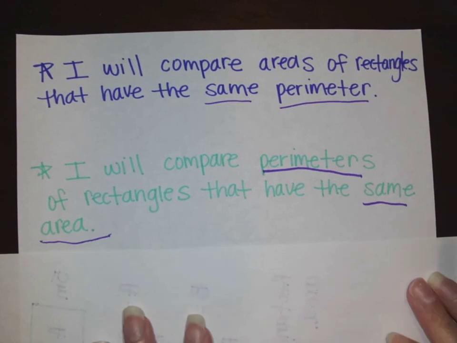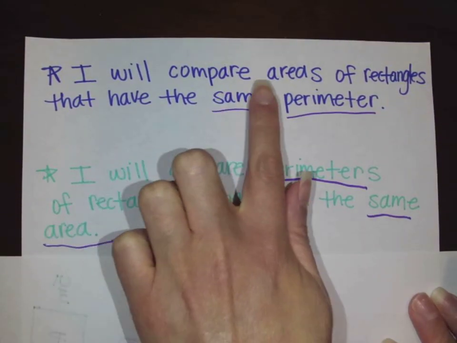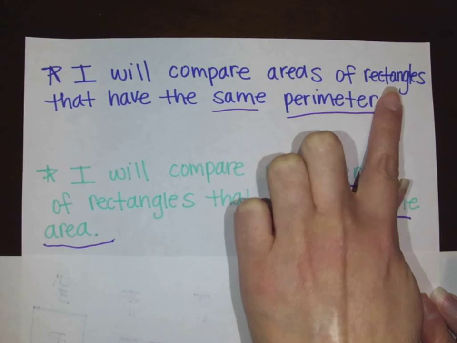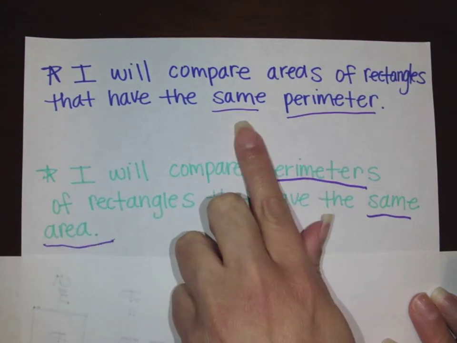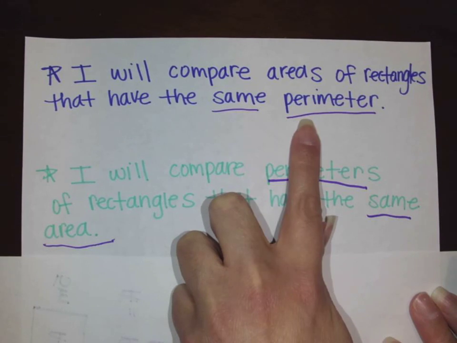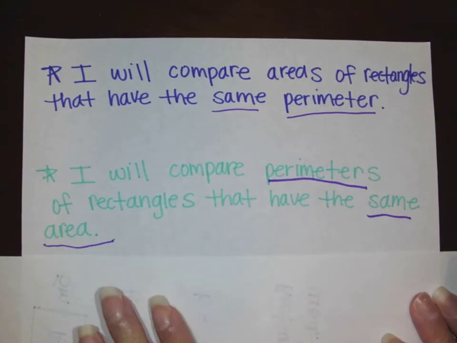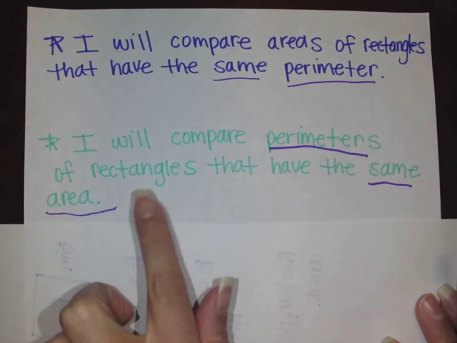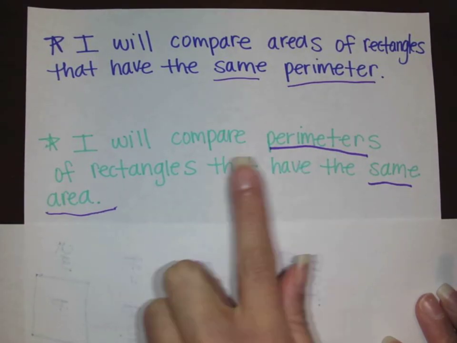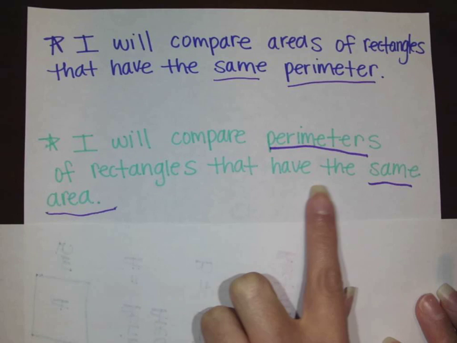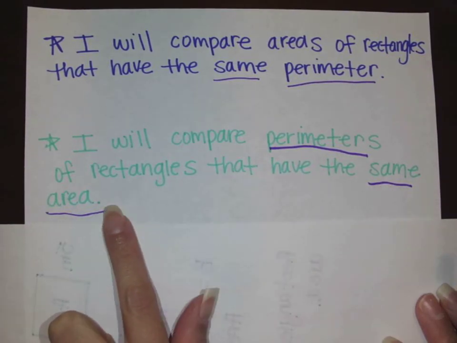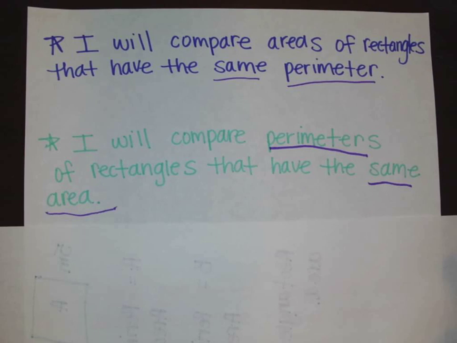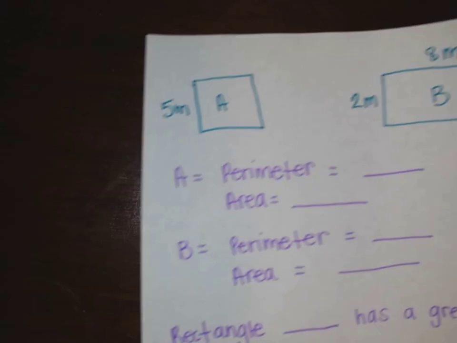Alright guys, here are the objectives for today. I will compare areas of rectangles that have the same perimeter. Okay, so rectangles we're going to see have the same perimeter but different areas. And our second objective, we're going to compare perimeters of rectangles that have the same area. So rectangles having the same area but different perimeters. So let's start with our first example.